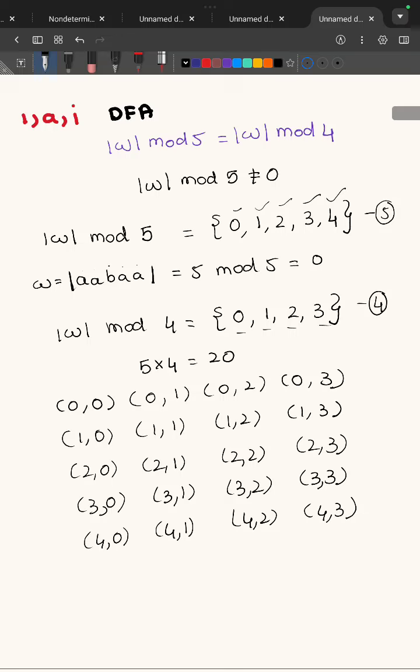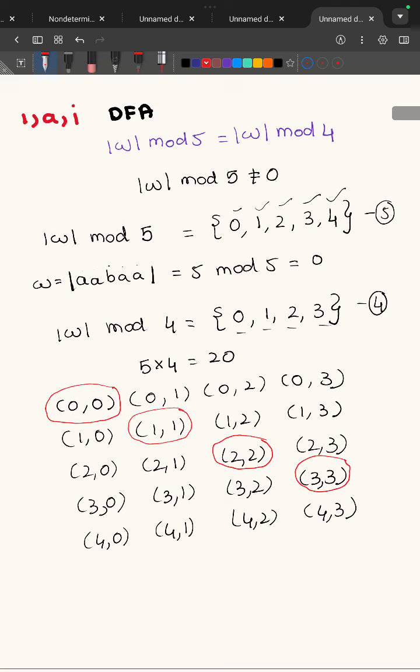Now what is the condition telling? If my left hand side is equal to my right hand side, then those states should be accepted; those states should be the final states. If you see here, 0 0 will be an acceptance state. 1 1 will be acceptance. 2 2 will be acceptance. 3 3 will be acceptance. So there are totally 4 final states in my DFA. The rest of the 16 states will be non-final states. This is how you will design your DFA.